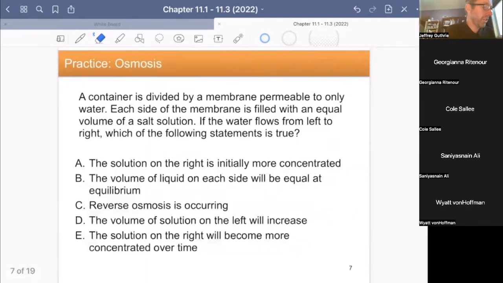Okay, so the next question, a container divided by a membrane permeable only to water. Each side of the membrane is filled with an equal volume of a salt solution. If the water flows from left to right, which of the following statements is true? So stick your answers in the chat. If you want, you can draw a little diagram also.